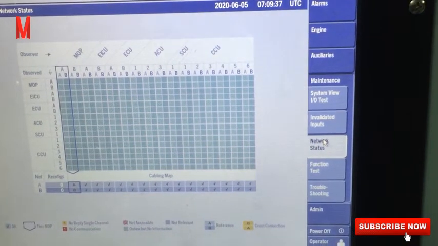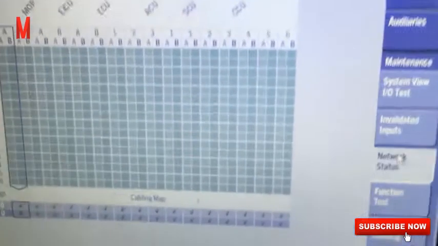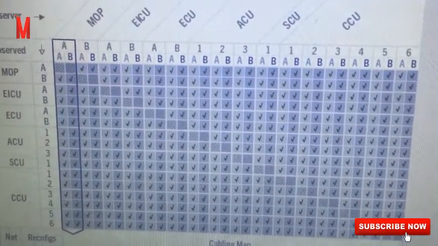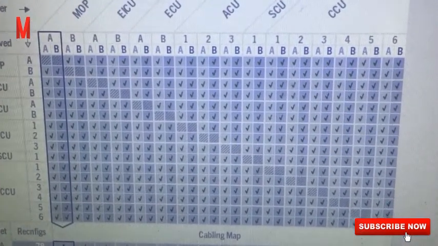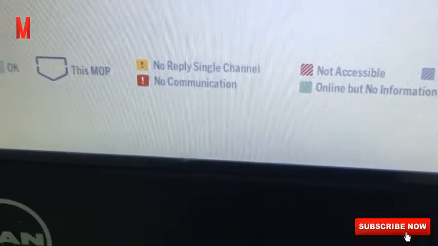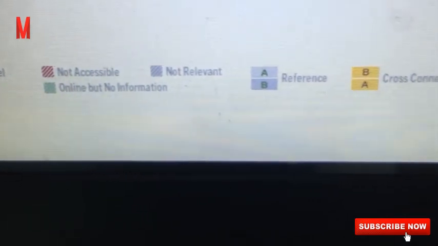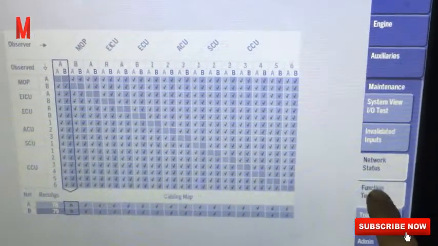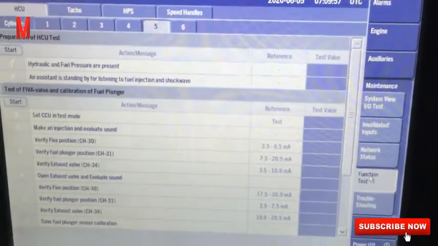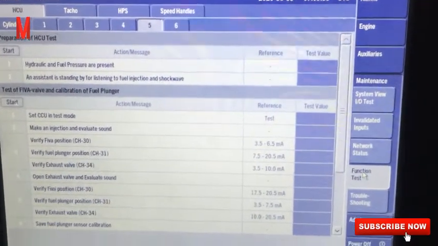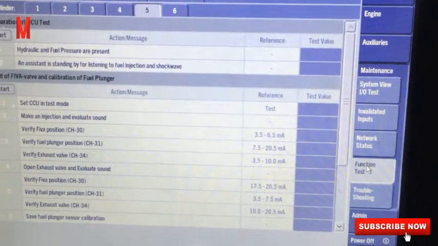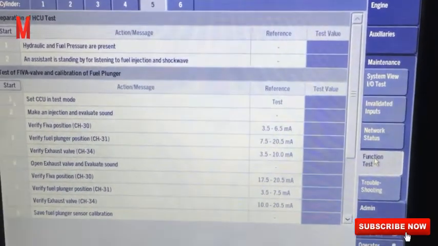the network status. Here we can check the network status if the cables of the communication is all right. We can see here the legend, the not accessible, the not relevant. And here the function test of each devices. For example, we have the HC or the hydraulic cylinder unit.